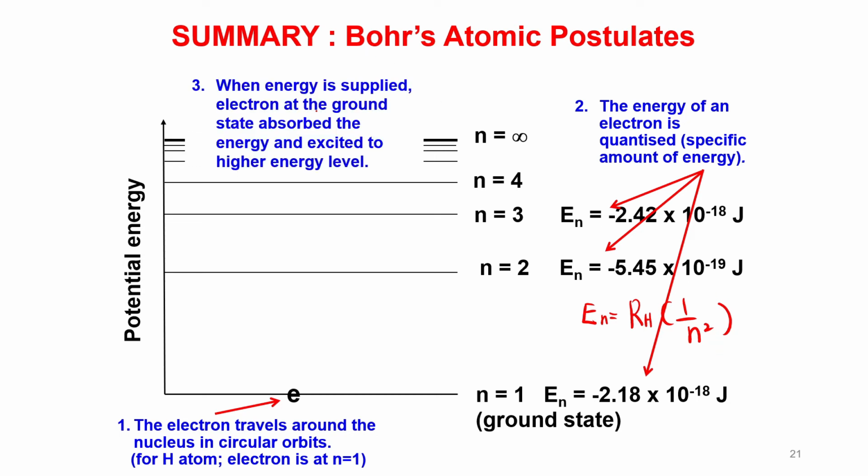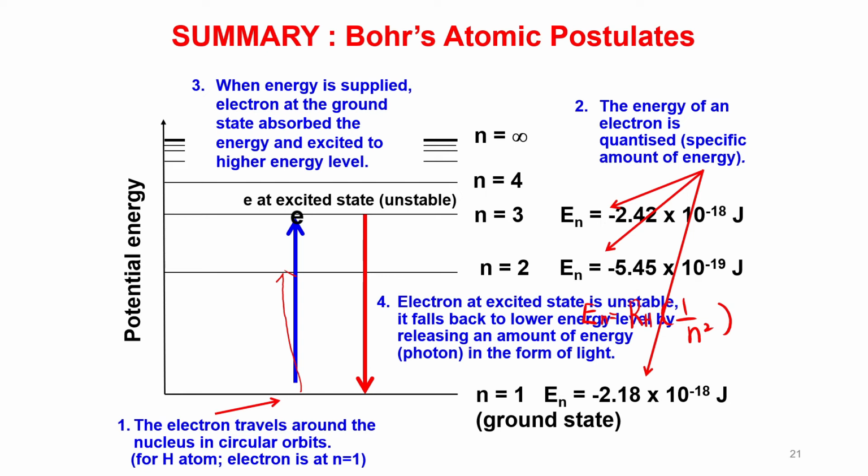So when energy is supplied, electron at the ground state absorbs the energy and is excited to higher energy level. Bila tenaga dibekalkan, dia akan absorb the energy. Dia akan excite pergi higher energy level. So electron tidak stable. Bila dia sudah di excite, dia tidak stable. Apa yang berlaku kalau dia tidak stable? Dia akan fall back to lower energy level. So electron at its excited state is unstable. It will fall back to lower energy level by releasing an amount of energy in the form of light.